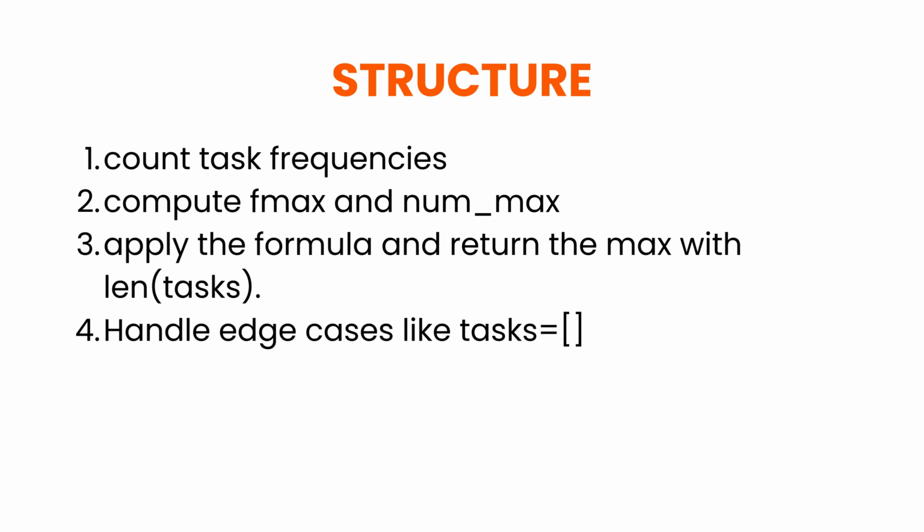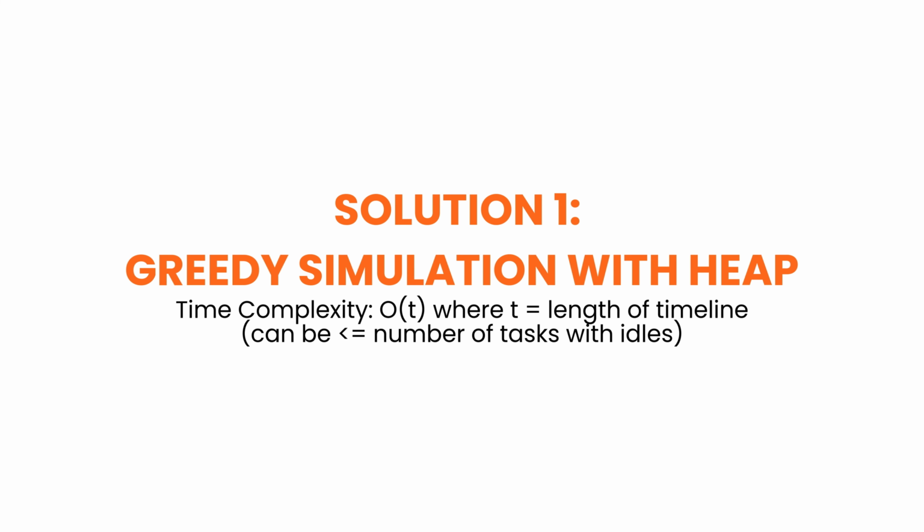Here is the structure. Plan: count task frequencies, compute fmax and num_max, then apply the formula and return the max with len(tasks). Handle edge cases like tasks equals empty. Now let's implement the greedy heap-based simulation, repeatedly scheduling the most frequent tasks while respecting cooldown gaps.